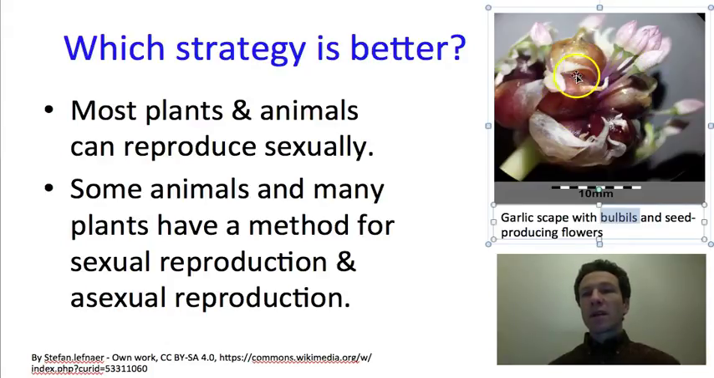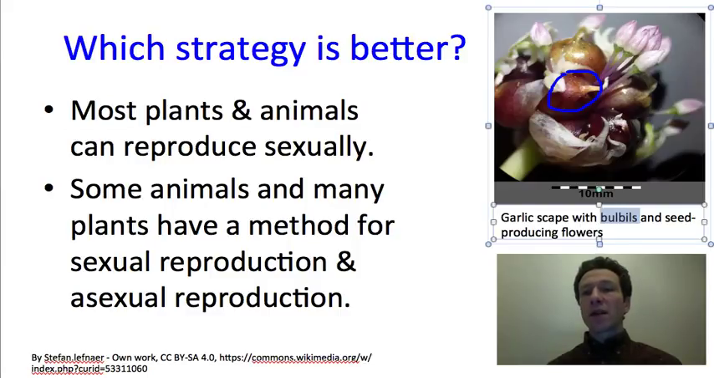The key here is that these structures, the bulbils, are made asexually. These are made by mitosis, and they are genetically identical to the parent plant that made the stem. These will fall off the structure and can fall to the ground and establish new garlic plants. And in fact, some farmers will collect these and plant them to grow their next season garlic from these instead of using the garlic cloves, which they can then eat or sell.